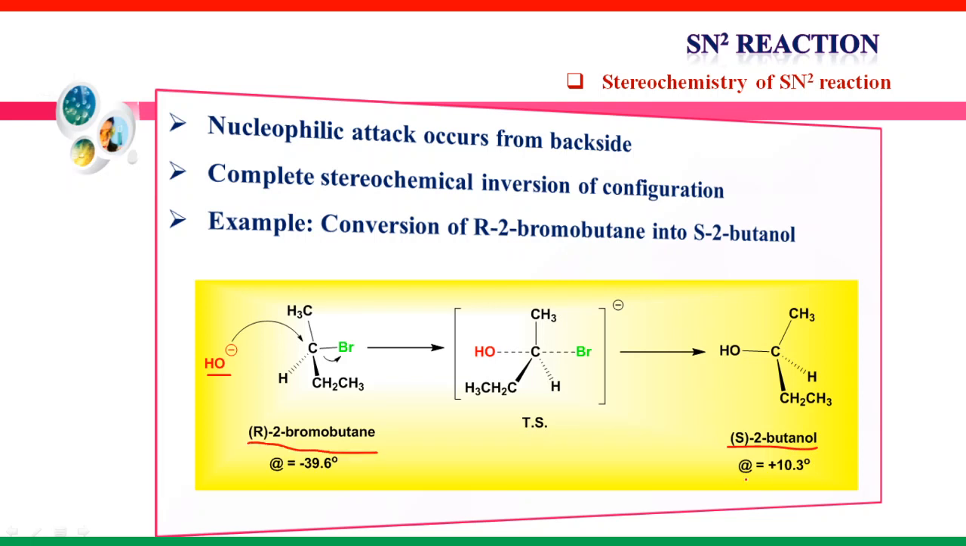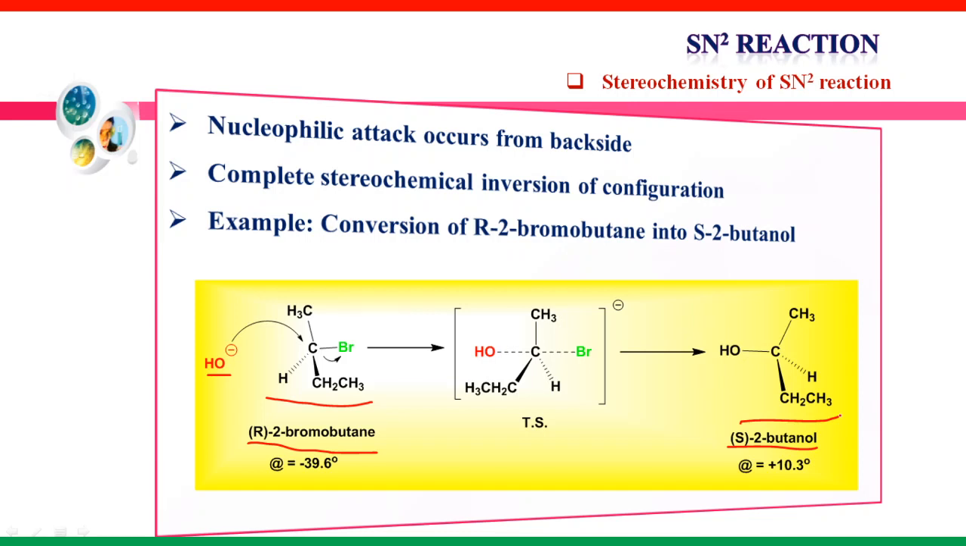This is the experimental support for the inversion of configuration in SN2 reaction. But on the basis of this example, we cannot prove that SN2 reaction involves the backside attack and inversion of configuration, because reactant and product are both different. The reactant is an alkyl bromide, the product is an alcohol, both are different compounds and have different optical rotation.